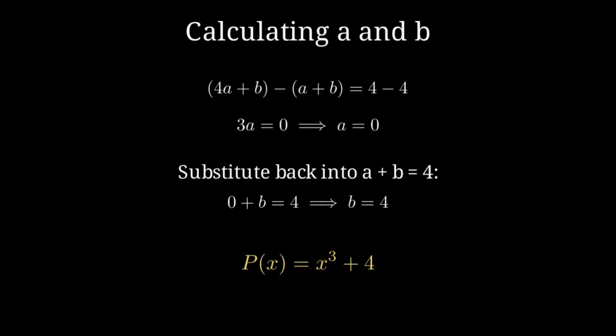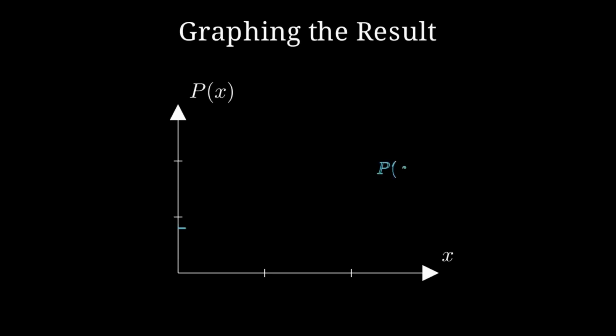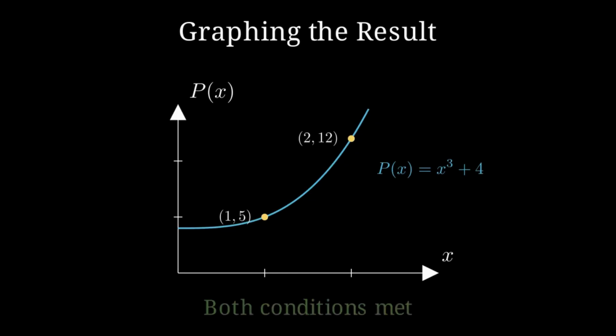Complex problems often simplify beautifully once the system is solved. The graph of x cubed plus 4 passes perfectly through both of our target points. This dual verification ensures that our coefficients are correct and that the polynomial behaves exactly as the remainder conditions predicted.